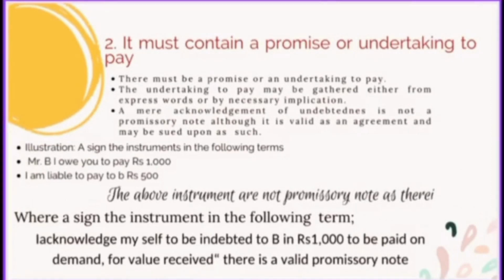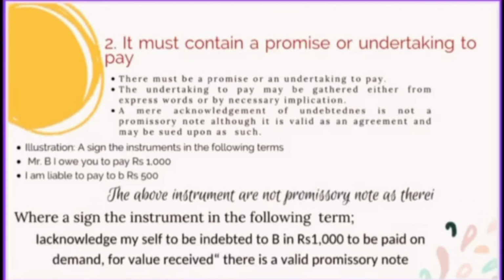Number 2. It must contain a promise or an undertaking to pay. Undertaking to pay may be gathered either from express words or by necessary implication. A mere acknowledgement of indebtedness is not a promissory note. It is valid as an agreement and may be sued upon as such. Illustrations: assign the instruments in the following terms. Mr. B, I owe you Rs 1,000. I am liable to pay B Rs 500. The above instruments are not promissory notes.